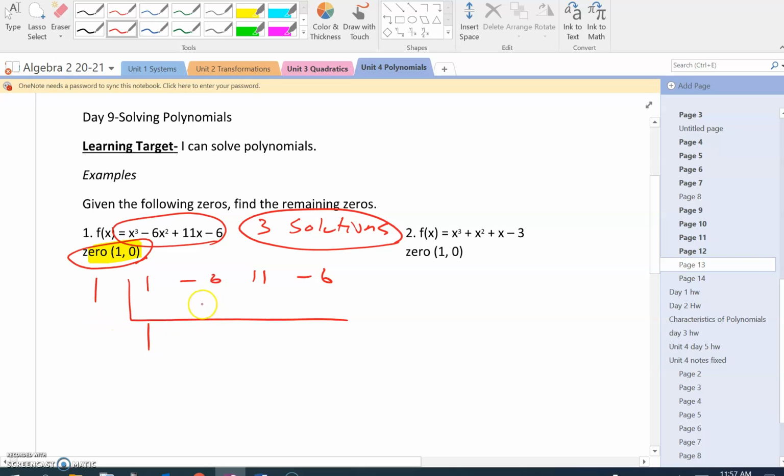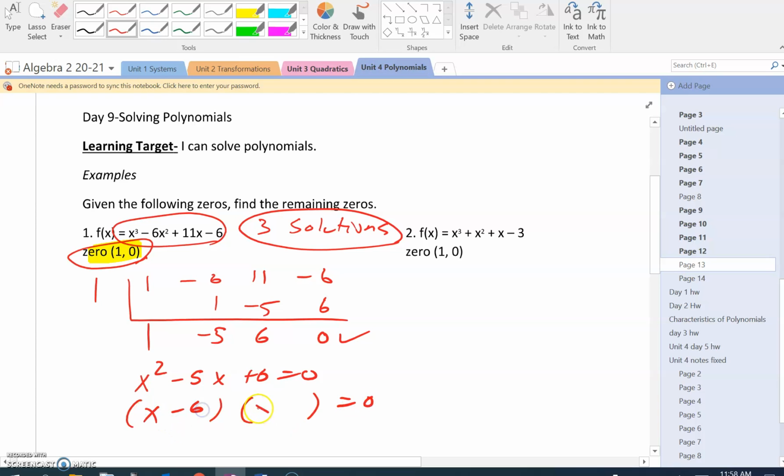1 times 1 is 1. Negative 5, 6. Oh, that's good. Relief. I need that remainder to be 0. So then I go remainder, constant, x term, x squared. So 1x squared minus 5x plus 6 equals 0. Looks like I can factor this one, which is nice. So minus 6 plus 1.